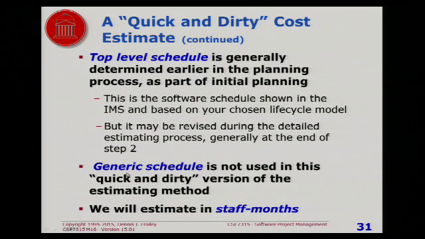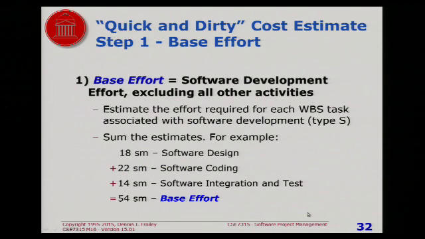In this quick and dirty version of the method, the generic schedule is a step that is going to be skipped over. But in the next module, you'll see how we use that. And in this quick and dirty version, we're going to estimate everything in staff months. So here's how it works. The first step is we produce something called the base effort. Notice it's a blue word. It'll mean the same thing when we talk about it in the next module. It's what it costs to do software development only.